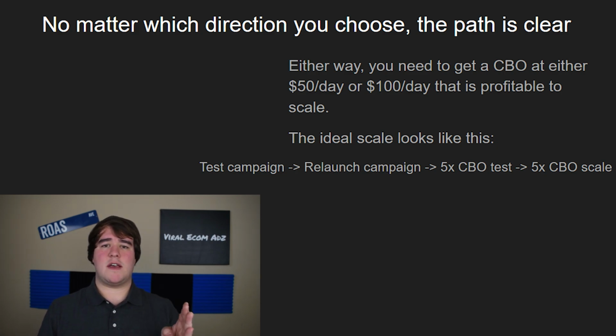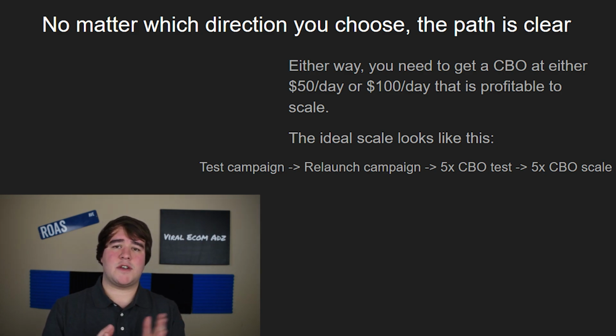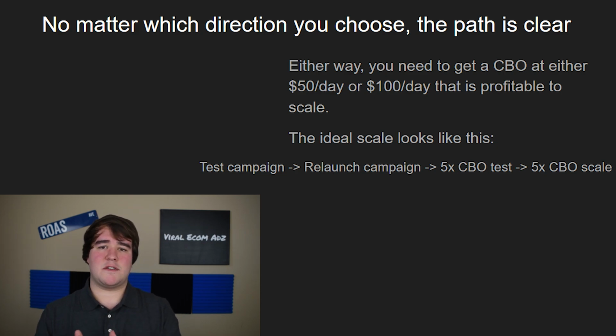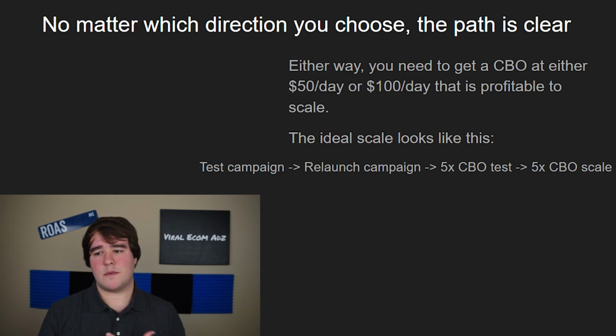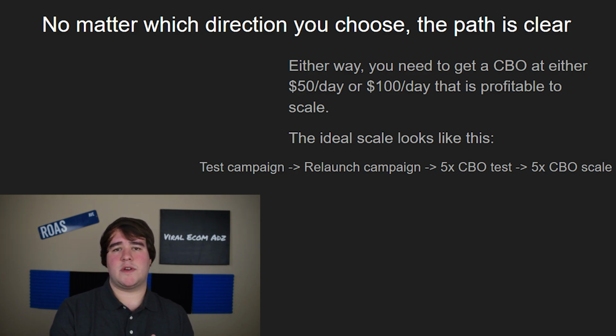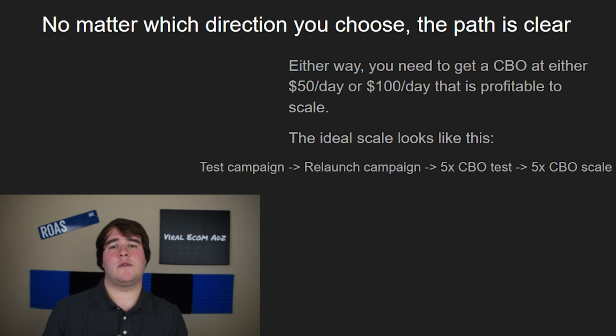And yes, you can modify this. Like you can go test campaign, 5x CBO, and then if that works, you can just start doubling. You can skip the relaunch aspect, but I don't 100% recommend it because like I said, if your 5x CBO doesn't work, you're going to have to go back and test a relaunch anyways. So I recommend just doing the relaunch in the first place. You can also do like test campaign, relaunch, 5x CBO, 5x CBO scale, and then maybe your 2 original campaigns are doing good and you can pull a top 5.